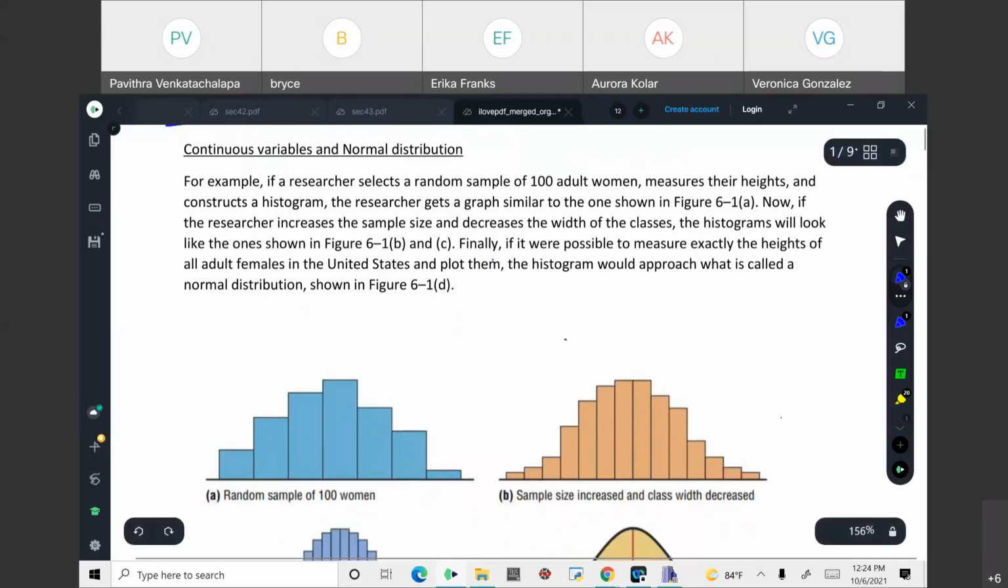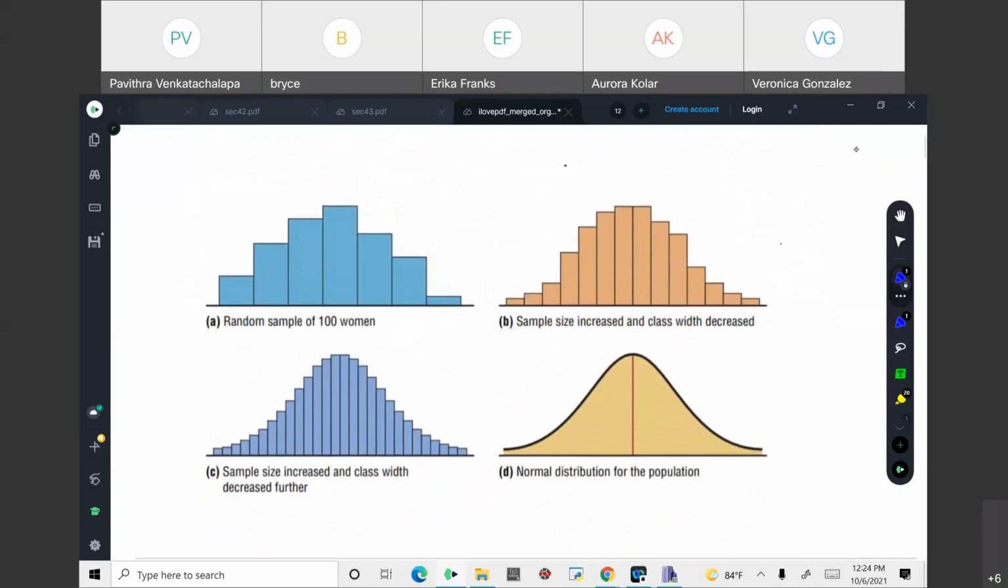Now, these are some examples, a picture of normal distribution. This is a random sample of 100 women, just a random example. Now, they are going to increase the sample size, the number of people, and likewise the class width will be decreased. Width is decreasing, the sample is increasing, so the height or the spread is increasing.